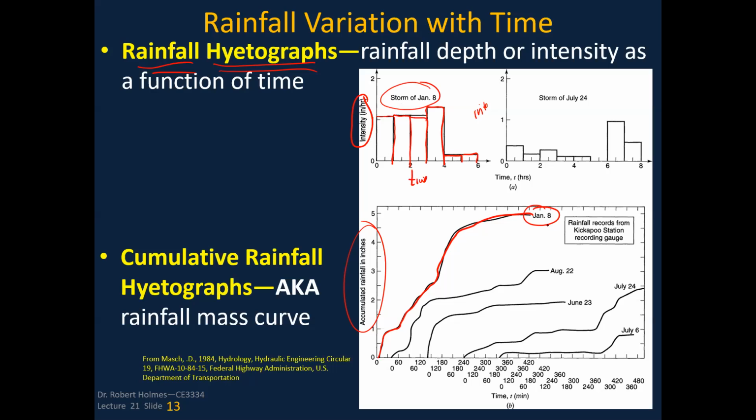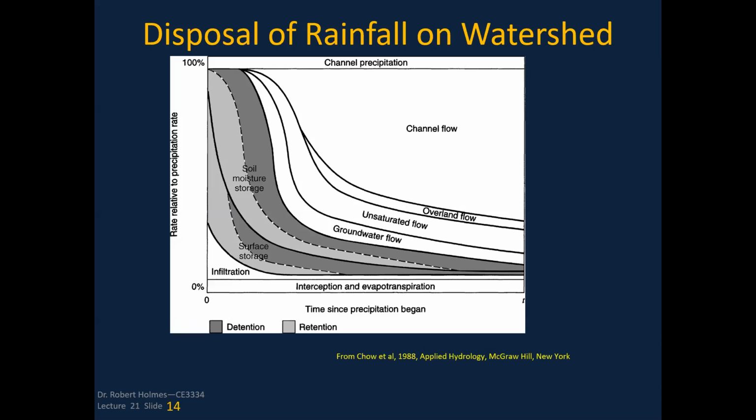This compares this storm with that. Here's July 24th. You can see what it looks like compared to the two. You can see the evidence of that rain at the end. It pops up here. And again, we're looking at a cumulative graph. So that's about the time variation of rainfall.